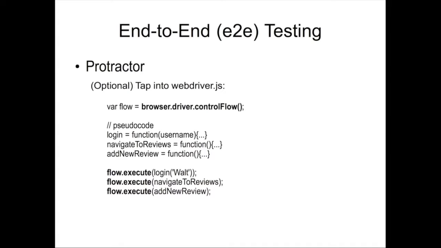You also have the option with Protractor to tap into features of WebDriver.js. They have this other control flow object where you can set it up and prepare your functions, and then you can go through it sequentially, as opposed to a Jasmine oriented approach where you use describes and promises.